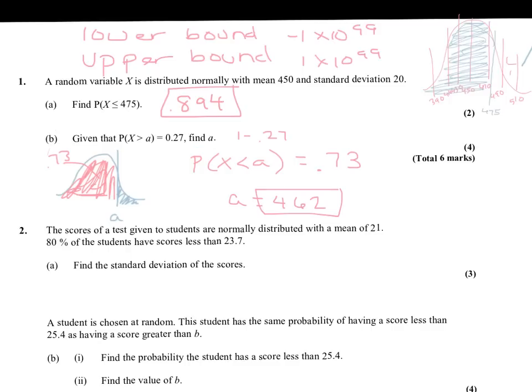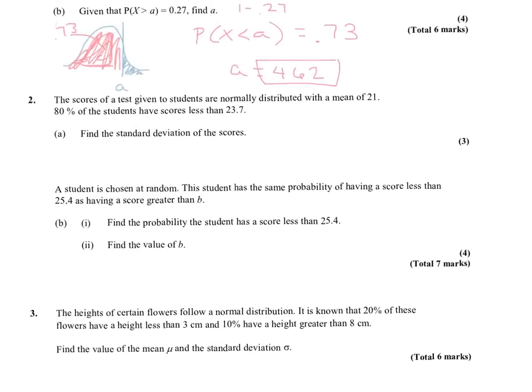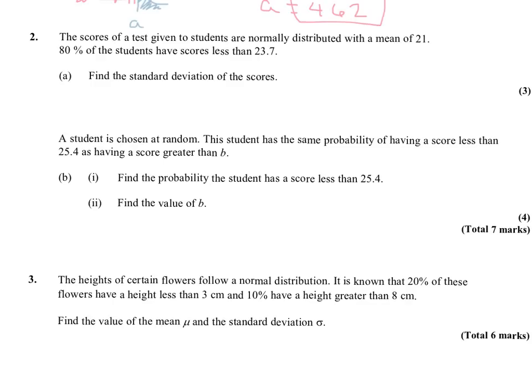Okay, so let's go ahead and look at another kind of problem. In this second kind of problem, they give us one of the key pieces of information. They tell us the mean is 21, but we're missing the other key piece of information, which is the standard deviation. So I can partially draw just a sketch of what the normal curve looks like. We know that this is 21, but we don't know what the standard deviation is. Now, it does tell us that 80% of the students have scores less than 23.7, so I can add that to my drawing. If this is 23.7, then the area to the left is 80% or 0.80.